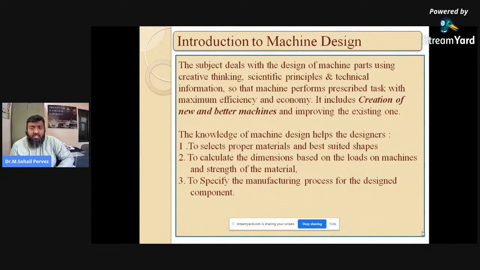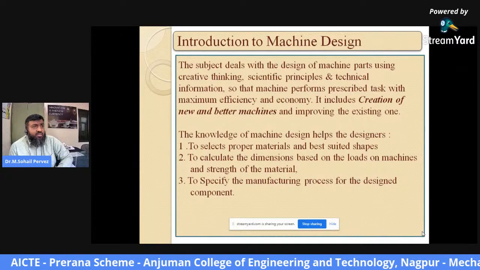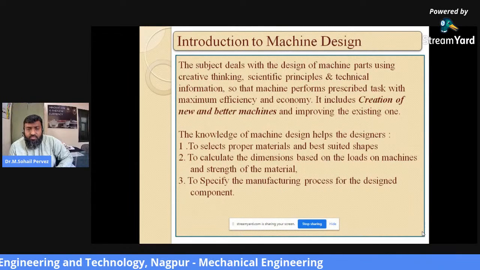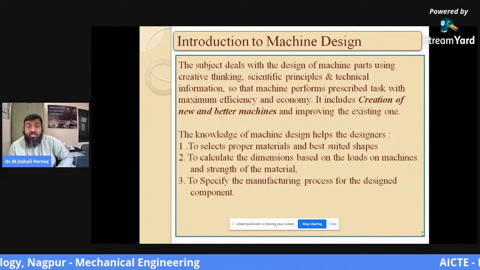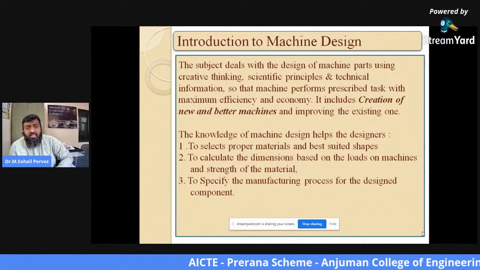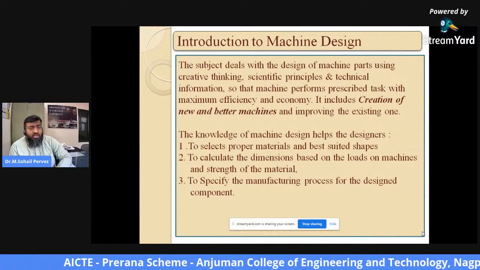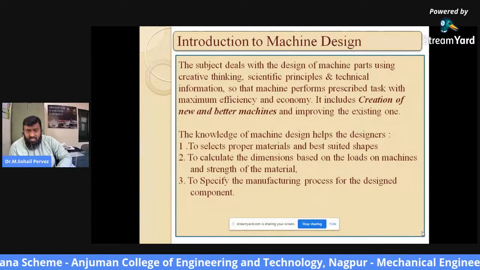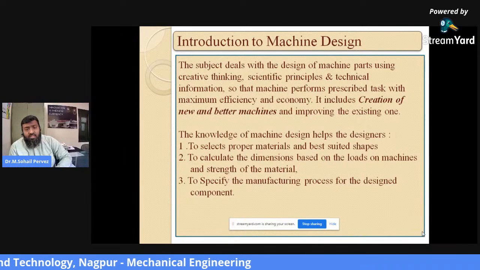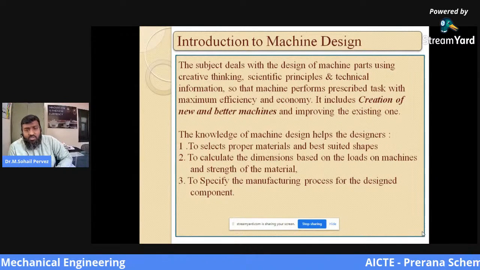Now, when we say machine design, again I'm repeating, the creation of new and better machines. When we say creation of new, it means new. Bicycle, when it was first designed, it was a creation. Wheel, when it was first designed, it was a creation. And when we say better machines, it means we have to improve the already existing machines. And since we are doing it, we are also classifying the types of machine design.